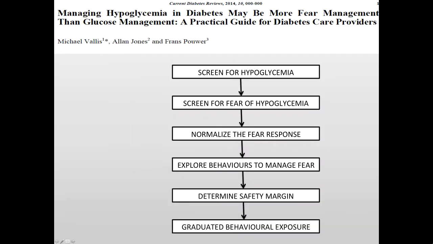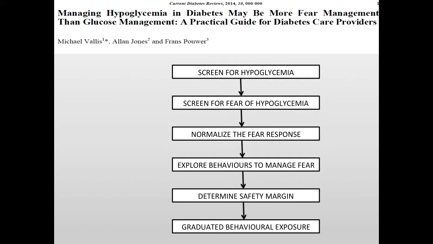So this is a guide for managing the fear of hypoglycemia. This is a publication that a group of my colleagues put together in 2014. And there are a number of steps that we would encourage you to engage in. Think of this as a dialogue tool. Don't think about yourself as having to be the expert. This is a collaborative tool.